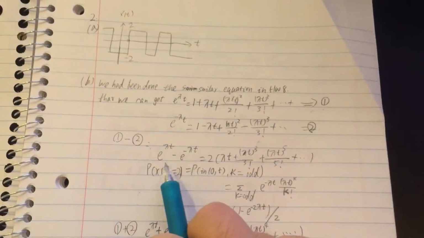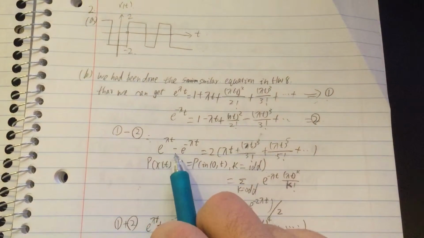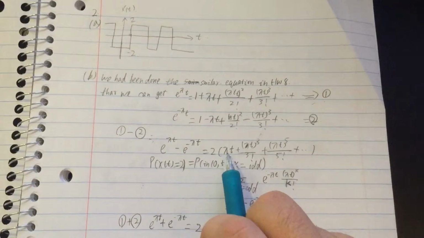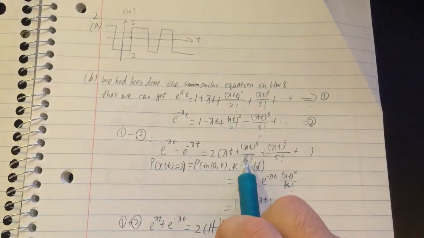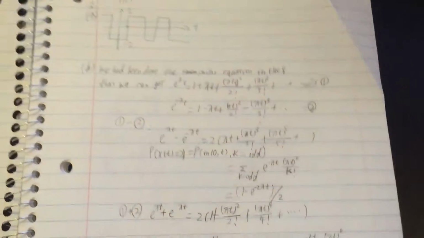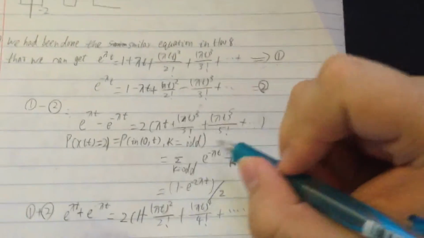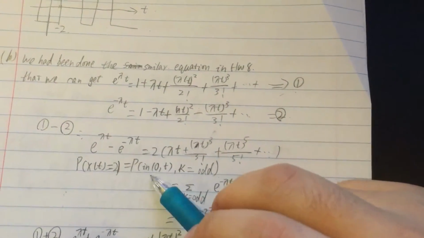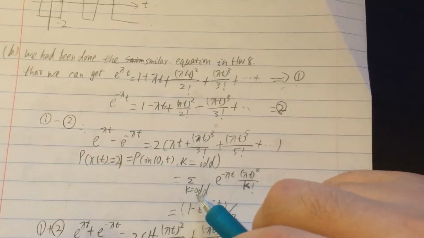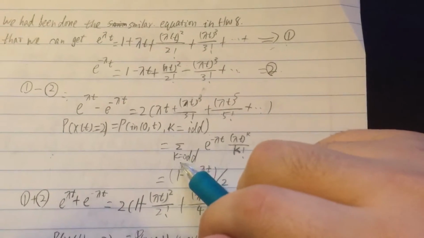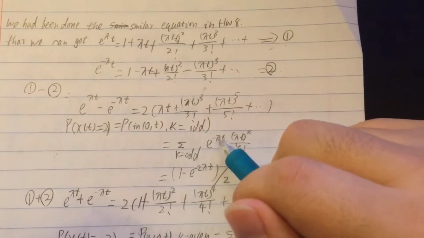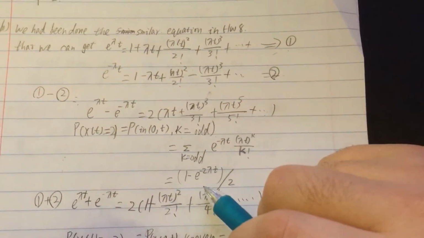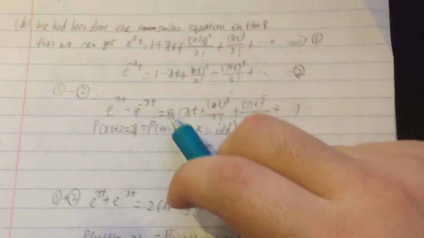Equation 1 minus equation 2, we can get e to the lambda t minus e to the negative lambda t equal to 2 times lambda t plus (lambda t) to the third over 2 times 3, and keep adding up. Then we can get here while k equal to odd, and then we can do the sum from k equal to odd of e to the negative lambda t times (lambda t) to the k over k. Then we can get it here.